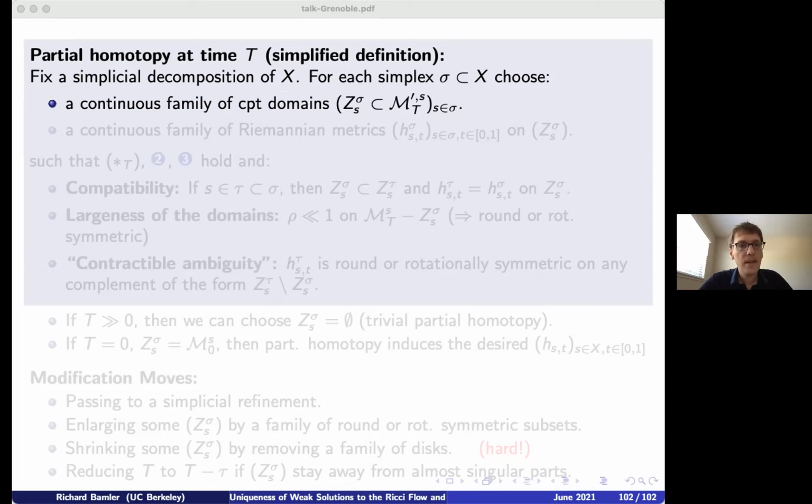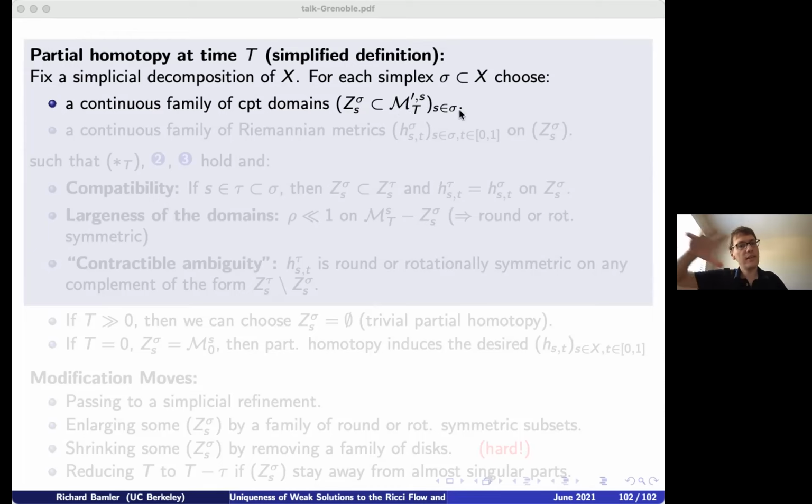Now we have to work in the corresponding time t slice, so we can't project down to the manifold anymore. So now instead of choosing single domains C sigma in the manifold at time 0, we'll have to choose a continuous family of domains in the time t slice. Remember these are different manifolds, so we have to somehow move them according to the parameter. So those are defined for every S in sigma.